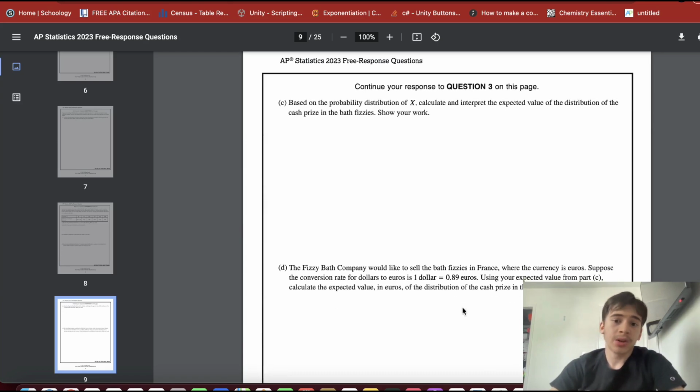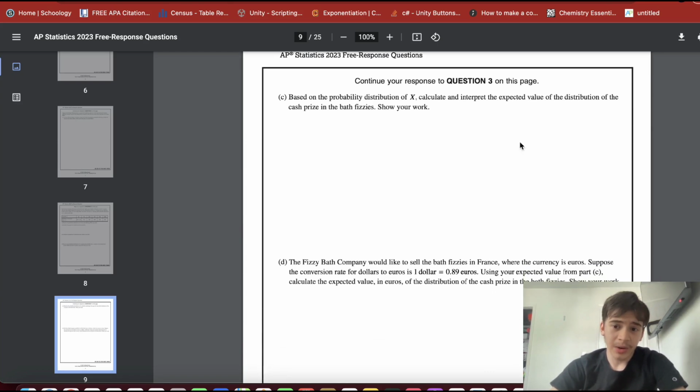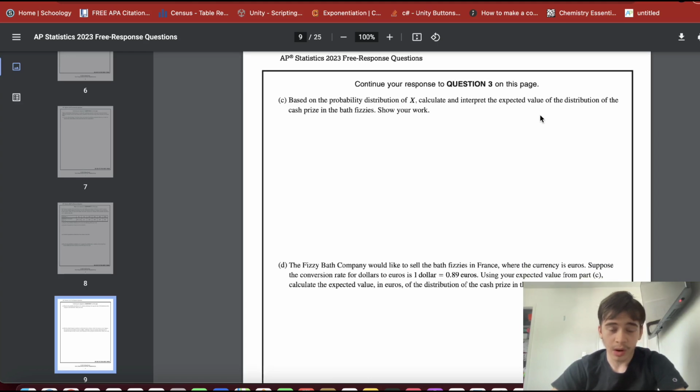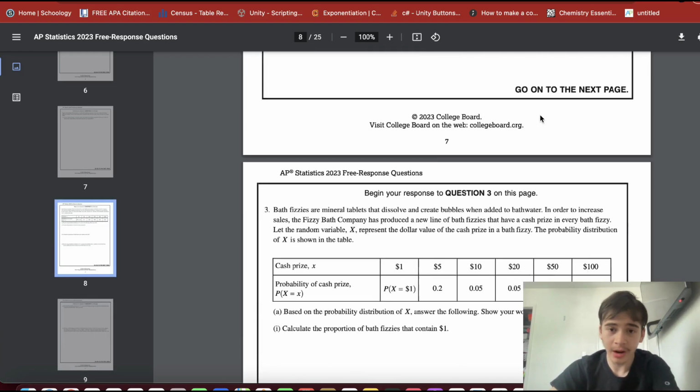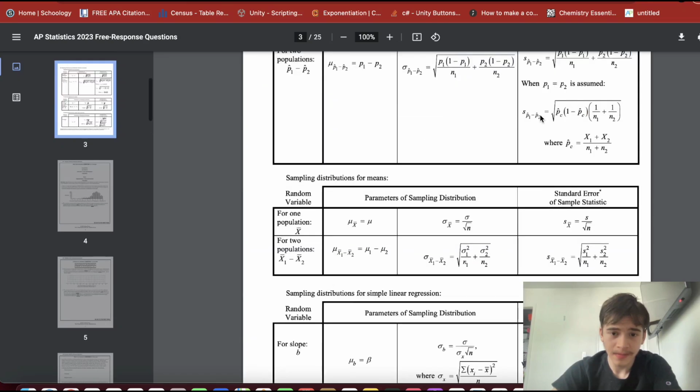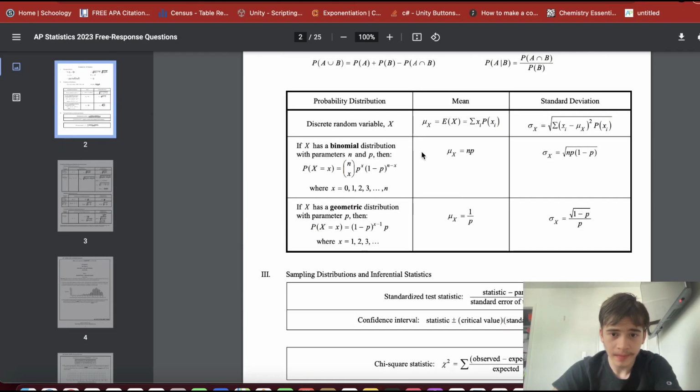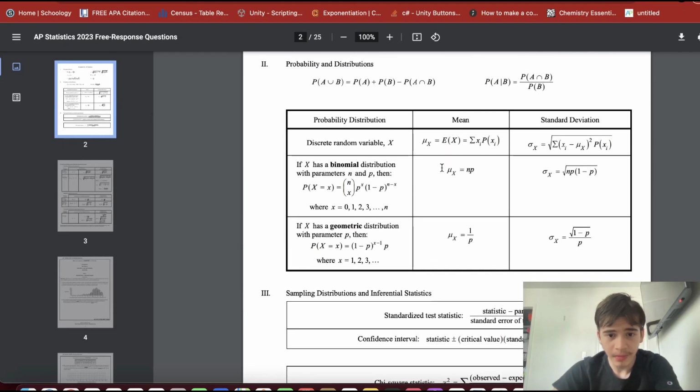Based on the probability distribution of X, calculate and interpret the expected value of the distribution of the cash price in the bath fizzies. Show your work. Okay. Calculate and interpret the expected value of the distribution of bath fizzies. It's not that hard. We go up to the expected value formula. It's right here.